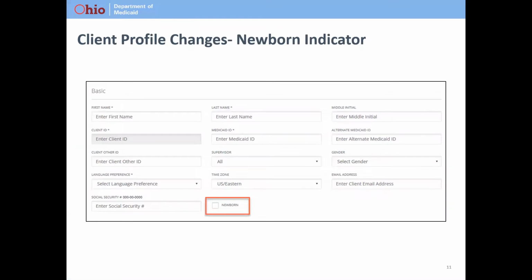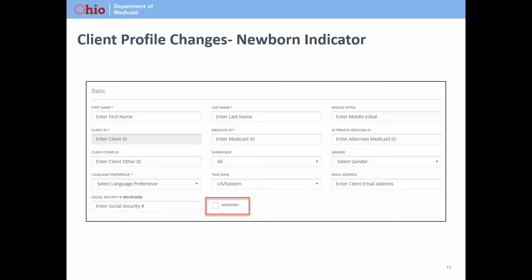Starting with a newborn indicator checkbox that has been added, one of the client profile changes, since there are services included in phase 2 that would apply to newborns who may not have yet, or likely have not yet, been issued a Medicaid ID, there needs to be a way to indicate that an individual receiving services is in fact a newborn, and that is why you don't have a Medicaid ID to put in the required Medicaid ID field. And the answer to that scenario is this newborn checkbox.